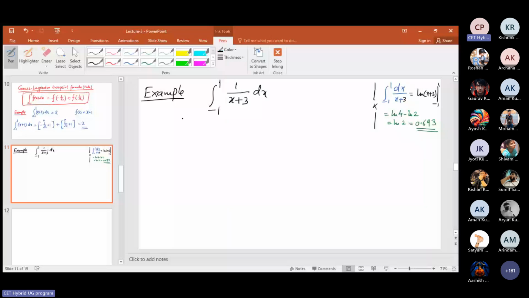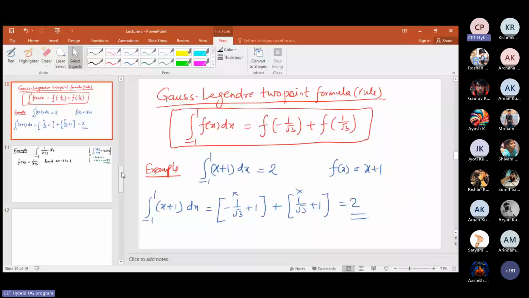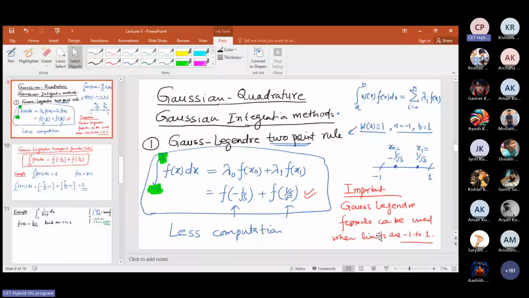So here clearly f(x) is equal to 1 upon x plus 3. लिमिट्स जो है आपकी, लिमिट्स आर -1 to 1. तो दोनों चीजें आपको पता है. Therefore, जो गॉस लेजेंड्रे मेथड है जो मैंने यहाँ पे लिखा हुआ है, इंपॉर्टेंट कि लिमिट्स आपकी -1 से 1 के बीच में होनी चाहिए, तो आप गॉस लेजेंड्रे 2 पॉइंट रूल लगा सकते हो. Therefore I can apply the Gauss-Legendre 2-point rule.